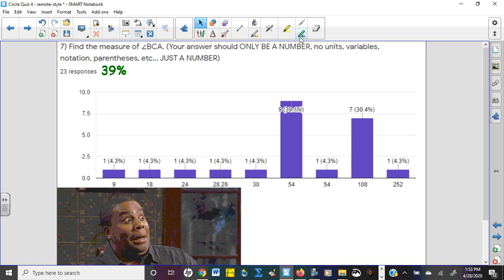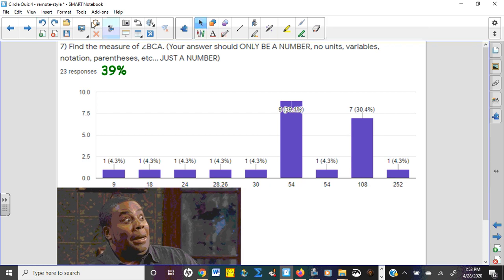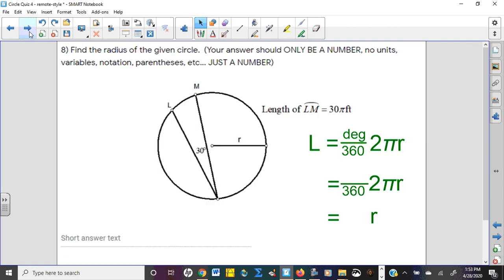I would really have to look through all of these different answers here to figure out what happened, because there were a lot of one-offs. And if you kept your work, maybe you look back at it and compare it to the work we just did. All right, almost done.